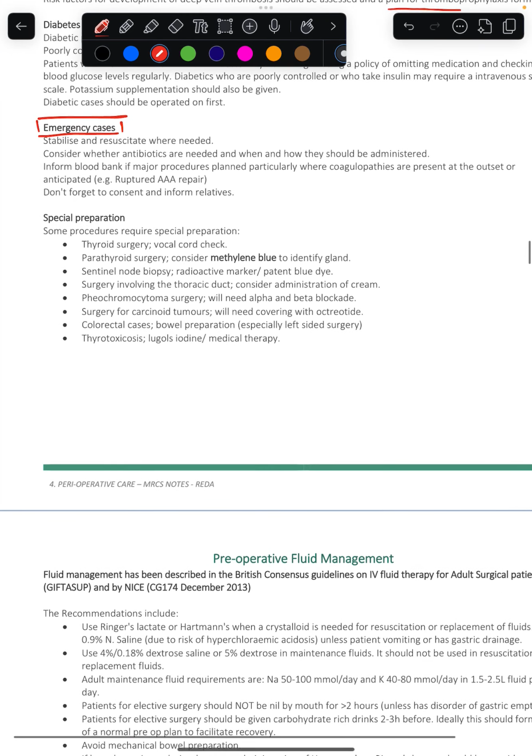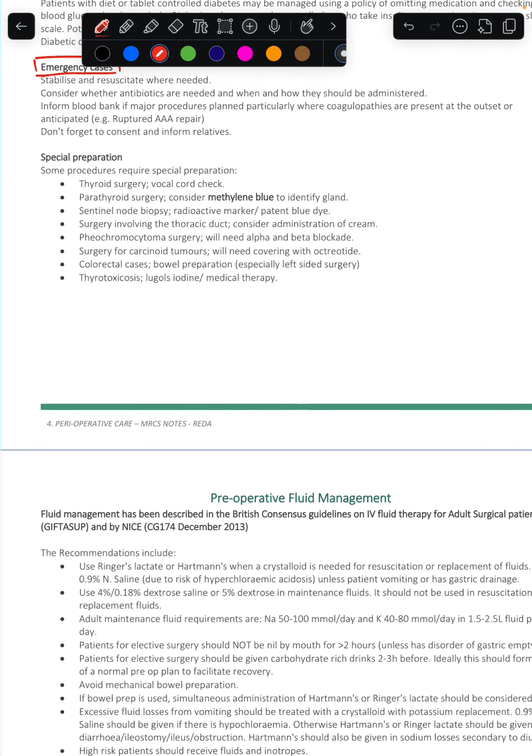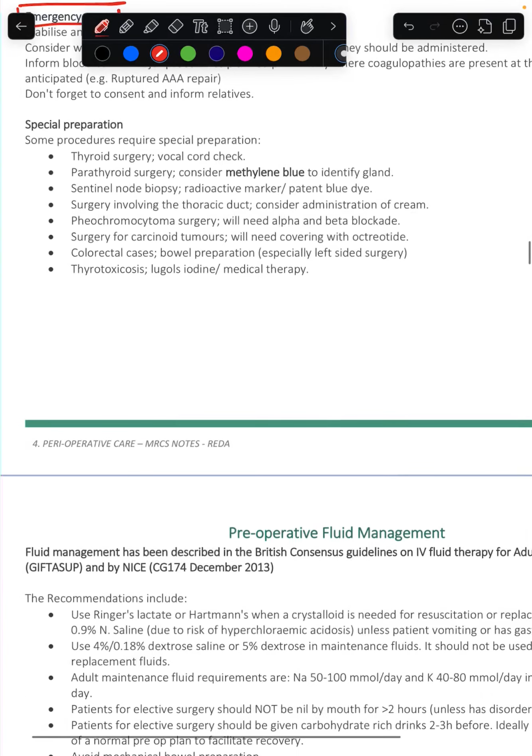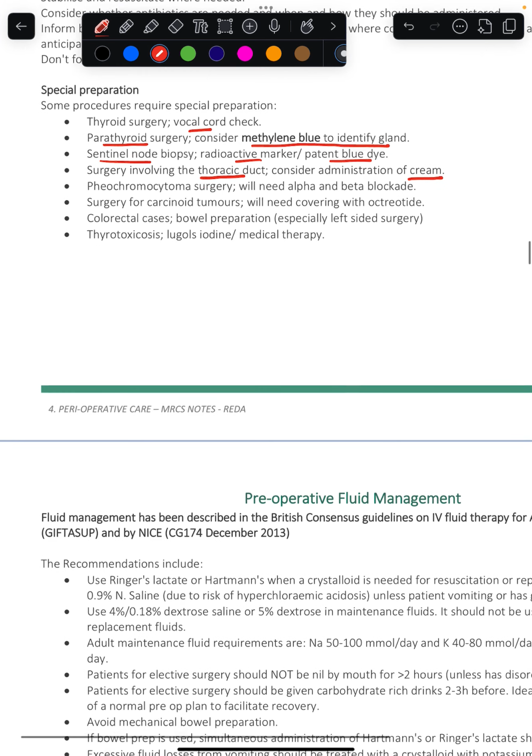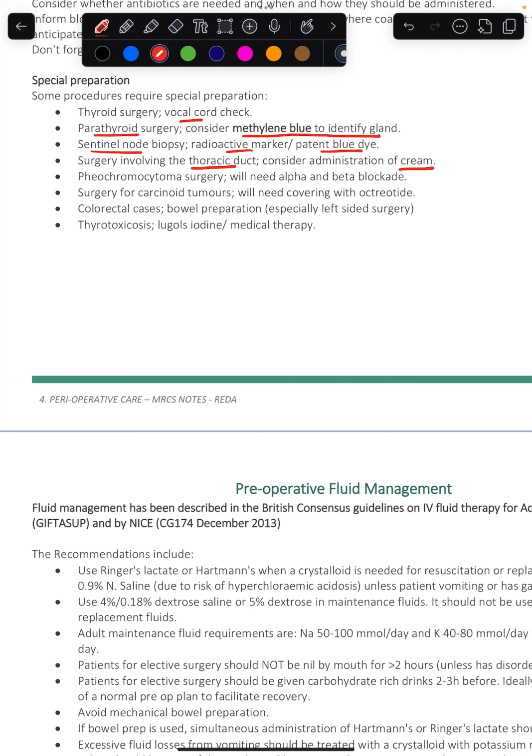Special preparations: some procedures require special preparation. For example, for thyroid surgery, you need a vocal cord check. For parathyroid surgery, you sometimes use methylene blue to identify the glands. For sentinel node biopsy, a radioactive marker or patent blue is used. For surgery involving the thoracic duct, you use cream. Cream is given orally 2 hours before so that it fills the thoracic duct. When thoracic or esophageal surgery is done near the thoracic duct, a leakage can be detected immediately.